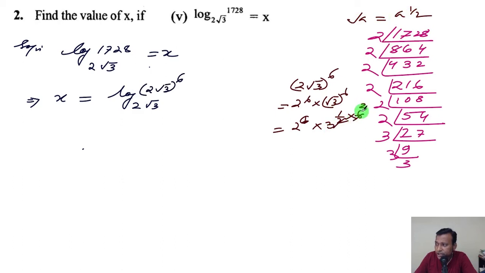So half times 6 is 3. 2 power 6 into 3 cube. So here you can see it is 2 power 6 and 3 cube. So 2 power 6 and 3 cube can be written as 2 root 3 whole power 6. So now, as this is power, and power is written before log.